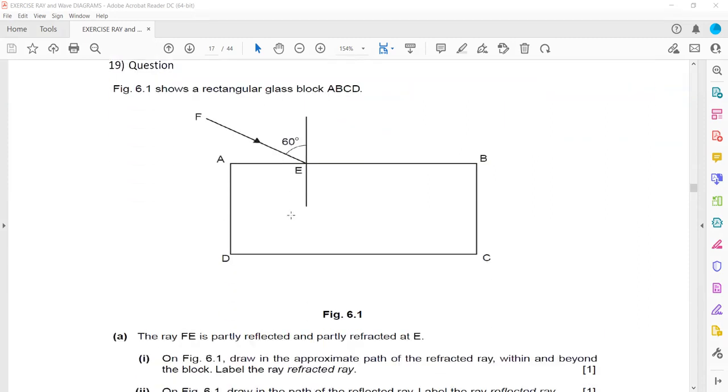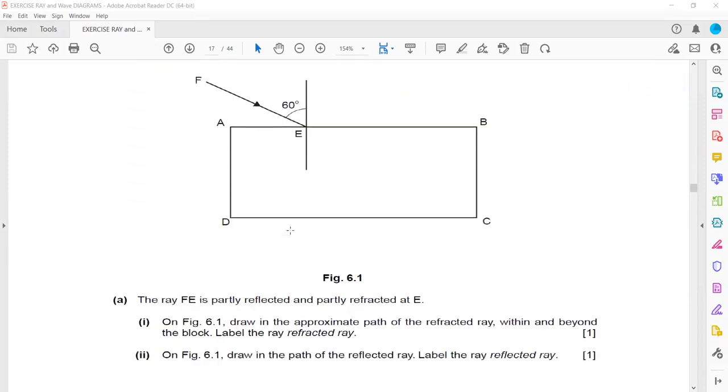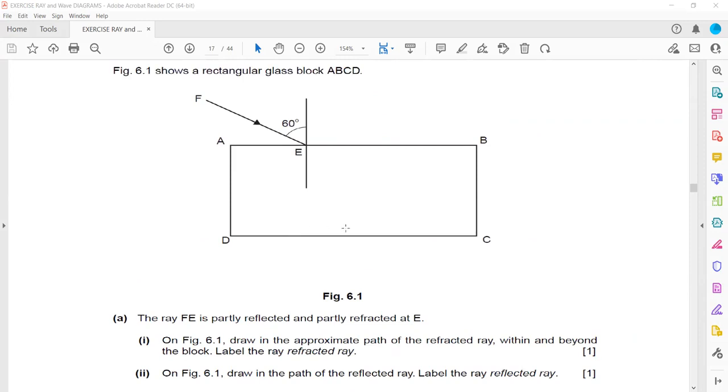Figure 6.1 shows a rectangular glass block. The ray is partially reflected and partially refracted. So partially means a small amount of the ray is reflected, bouncing back from the surface, and a small amount of the ray is refracted. So draw the approximate path of the refracted ray.